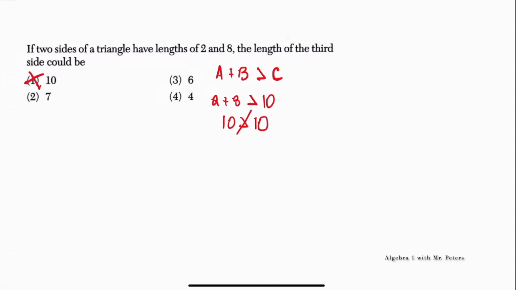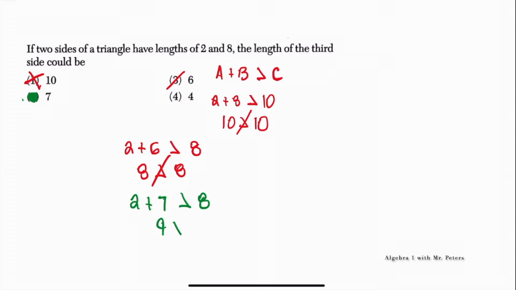So what we could do now is come in and rearrange this where we say, hey, 2 plus 6 is now greater than 8. When we look at this, we're saying 8 is greater than 8. This is also a false statement. So it looks like more than likely the answer choice has to be answer choice number 2. And once we check it, 2 plus 7 is greater than 8. So we say 9 is greater than 8. This is a true statement.